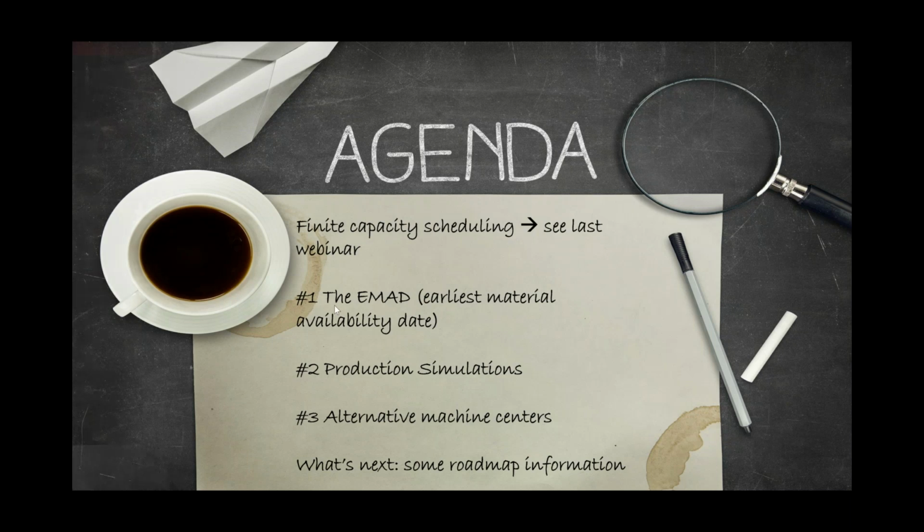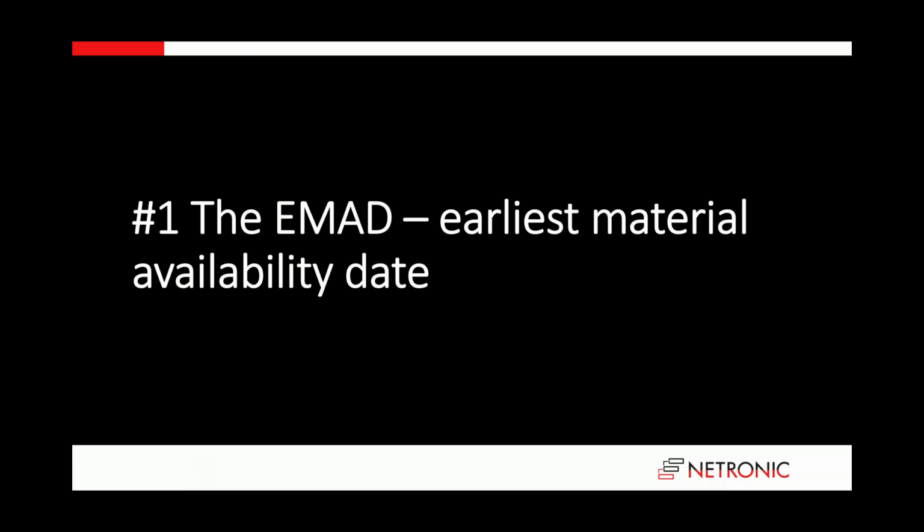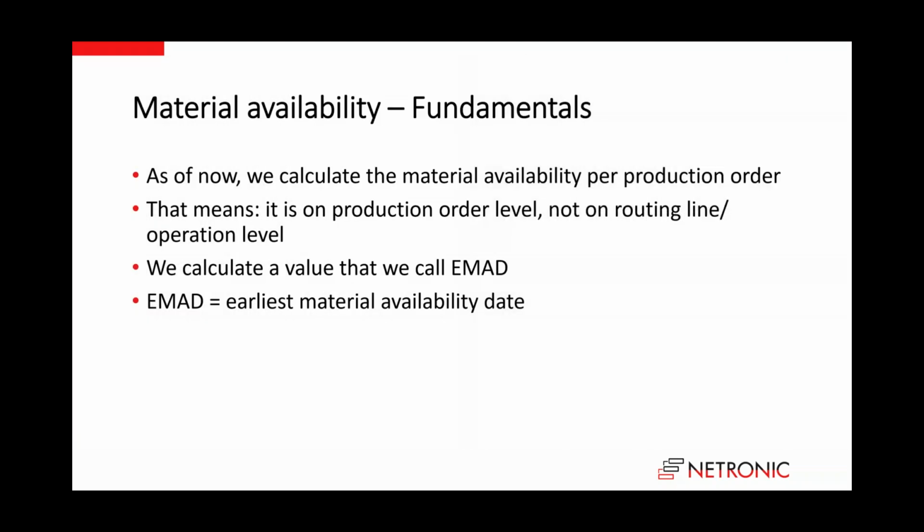So now let's talk about what we call the EMAT. The EMAT is an abbreviation that came into the product during the development phase. And at some point, we just decided to continue to work with this phrase. So whenever you see EMAT in the software, in the documentation, or in our presentations, it stands for earliest material availability date. So let's talk about some very basics of this date that we actually calculate.